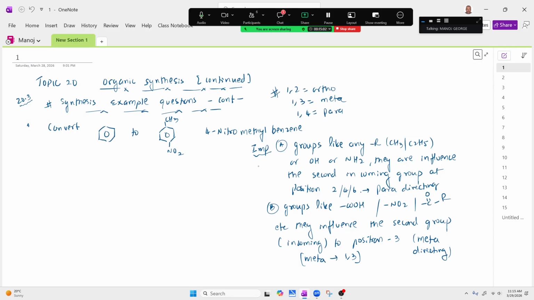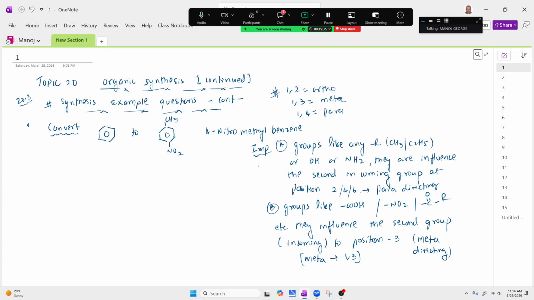Now, for example, if you look at this question which I gave you, although it's an exam question, it makes sense to you and gives you an idea which group you should put first in the ring. Should I put methyl on the ring first, or should I put the nitro on the ring? This is where this information comes very handy. If you're going to put nitro on the ring, the problem is nitro is a meta directing group. It means after putting nitro, if you want to bring the methyl, it is going to go to position 3.